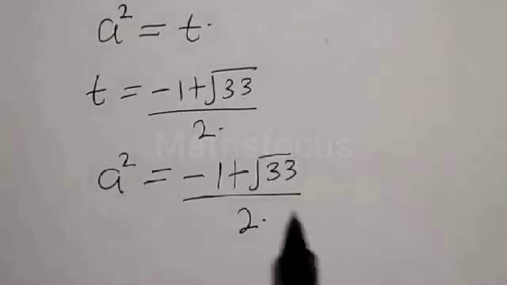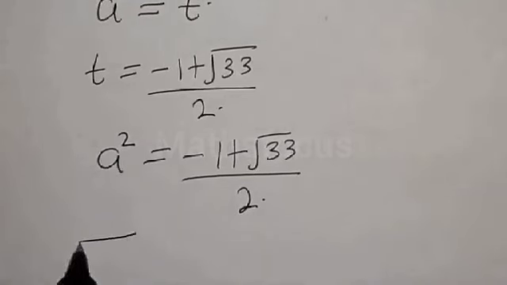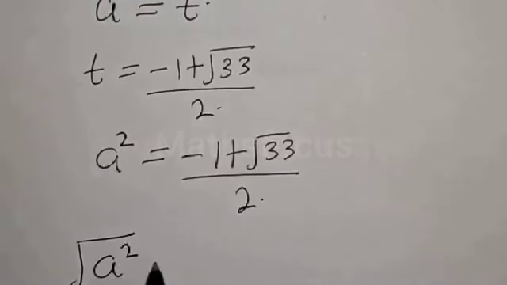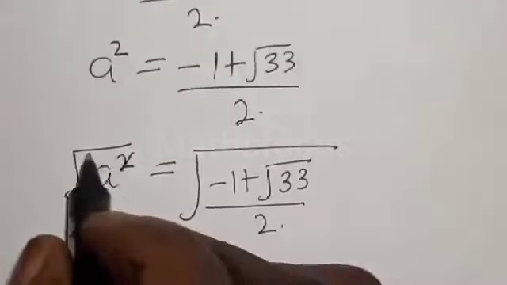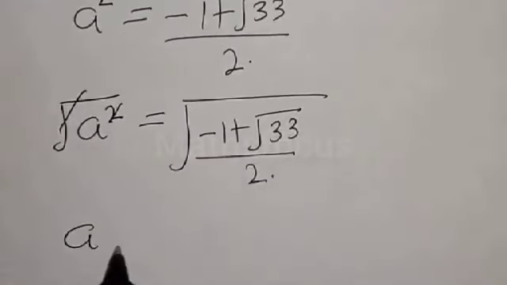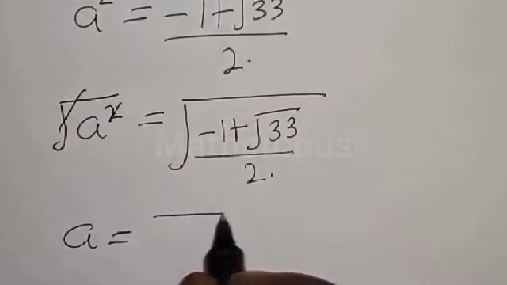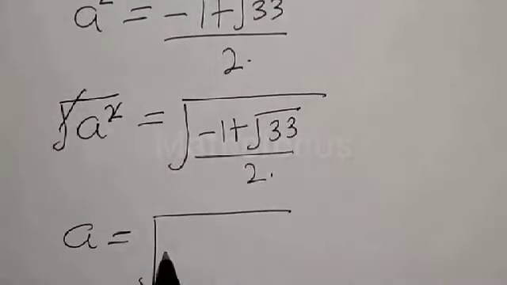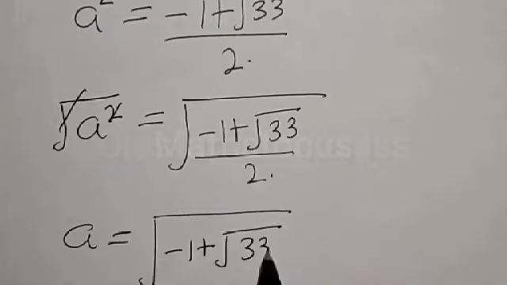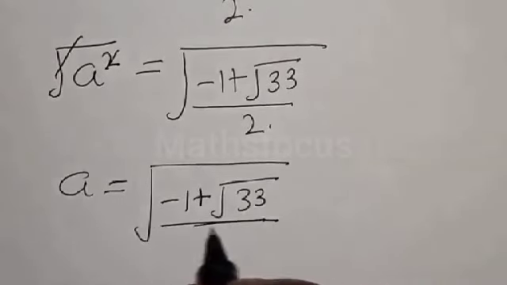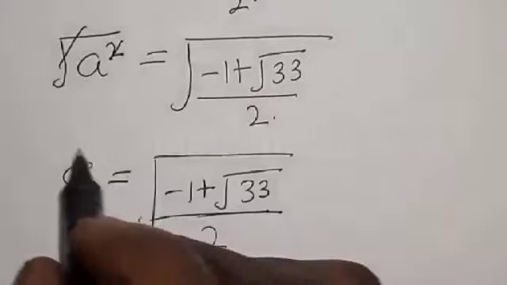Now let's take the square root of both sides. Then we have square root of a squared is equal to square root of minus 1 plus square root of 33 divided by 2. Now, this one will cancel this. We have a is equal to square root of minus 1 plus square root of 33 divided by 2. That is our final answer.